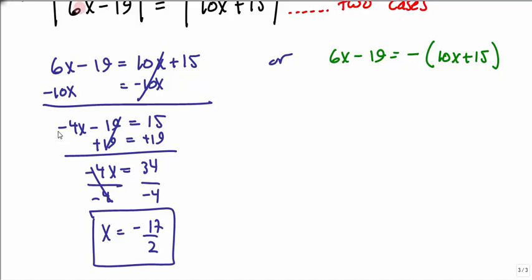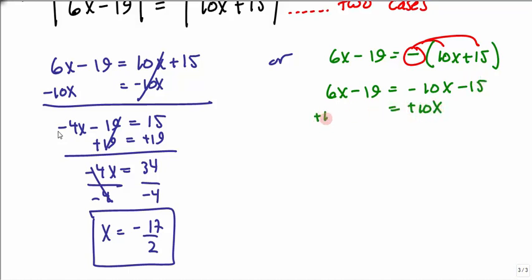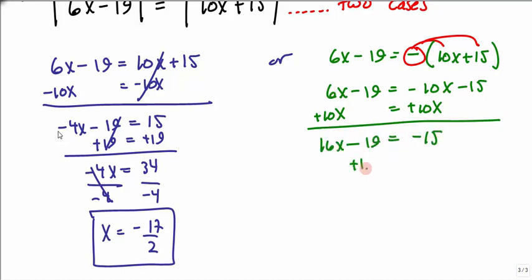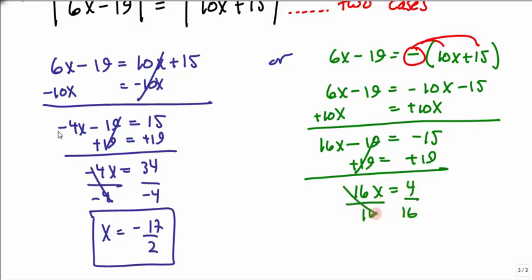And then over here, let's work to find our second solution. The negative sign has to distribute through, so I have 6x minus 19 equals negative 10x minus 15, and then I'll do the same thing. I'll move my variables to the left, and then I'll move my constants to the right. Divide both sides through by 16 and reduce the fraction, and I get 1/4 here for my answer.